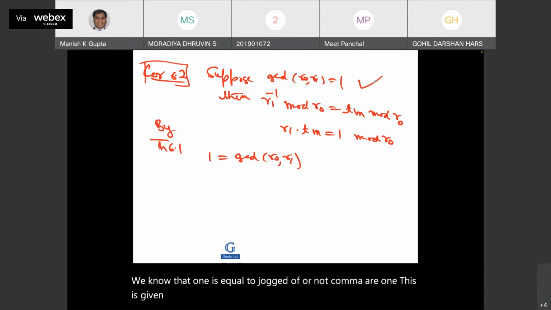This is given to us, right? GCD of R0, R1 is 1.